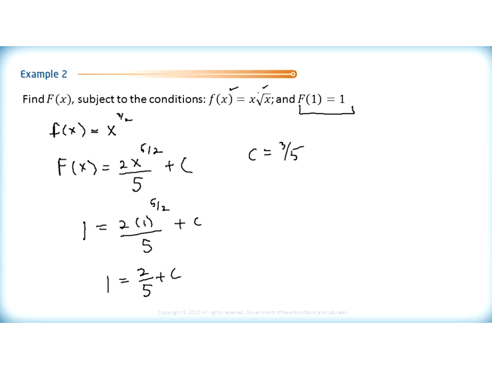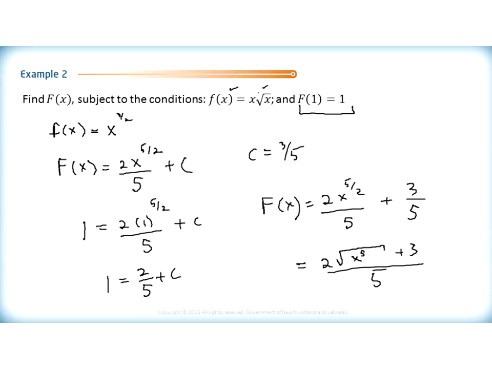So I subtract 2/5 from both sides of my equation, and it turns out that c would have to be 3/5. So then my function big F of x, which is the one we were after, is going to be 2 times x to the power of 5/2 divided by 5 plus c, which is 3/5. I guess we can try to write that in a more concise form. This could be 2 times the square root of x to the power of 5 plus 3, all over 5. And I guess if you wanted to simplify the square root of x to the power of 5, you could. So you could say 2x square root x plus 3, and that's all over 5. Okay? So there's a good example for that stuff as well.